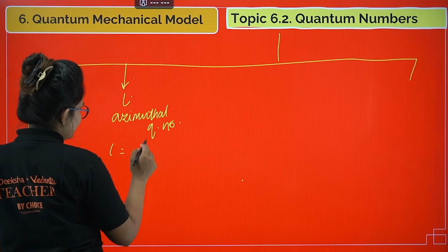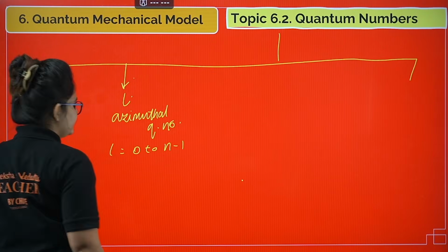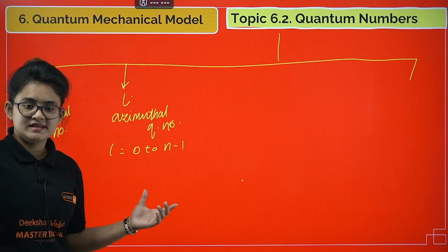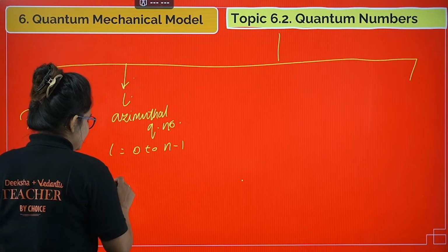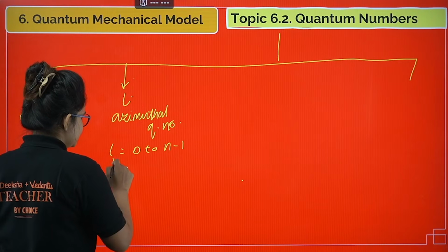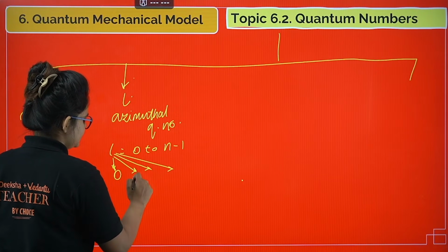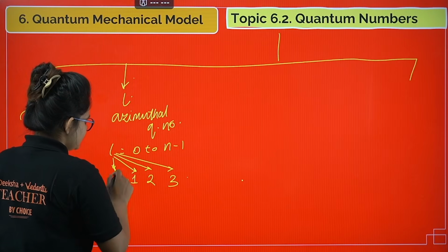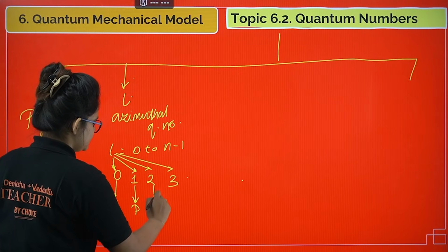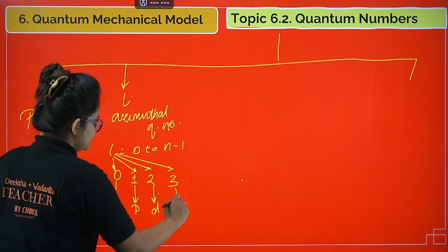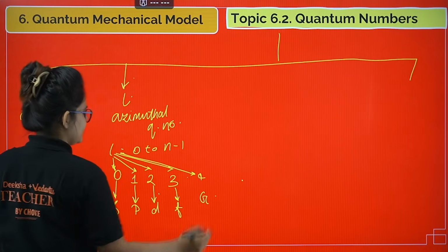l exists from 0 to n minus 1. The range of l is 0 to n minus 1. It can be 0, 1, 2, 3 like that. If the value is 0, it is called s. If it is 1, it is called p. If it is 2, it is called d. If it is 3, it is called f. If it is 4, it is called g, like that.